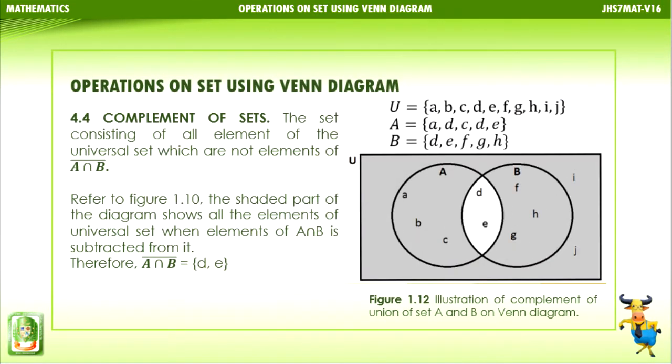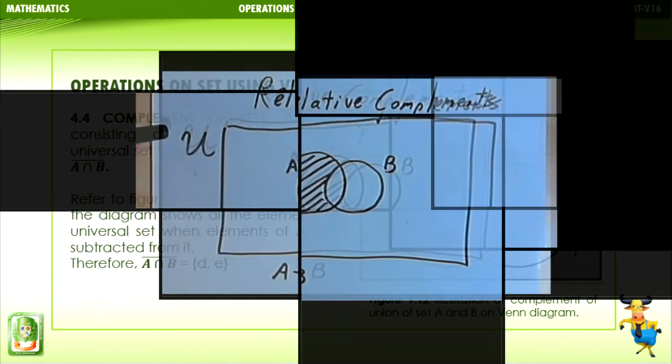4.4 Complement of sets. The set consisting of all elements of the universal set which are not elements of A intersection B, the complement. Refer to figure 1.12. The shaded part of the diagram shows all the elements of the universal set when A intersection B is subtracted from it. Therefore, A intersection B complement contains elements D and E.